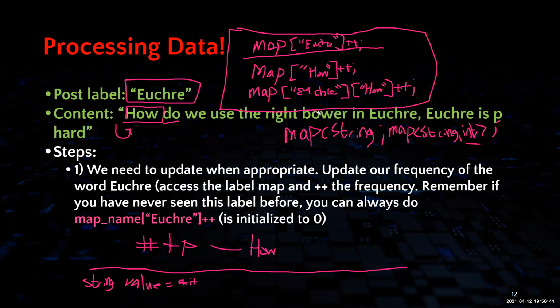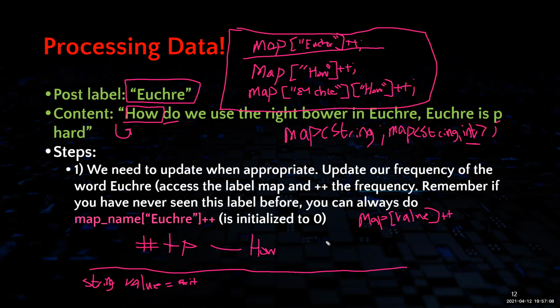Right. So for example, it would be map bracket value, after the string value is equal to the dereferenced iterator, plus plus. Yep. Map value plus plus, because value holds the how. And then after that, you do map value 1, I guess, for the label.